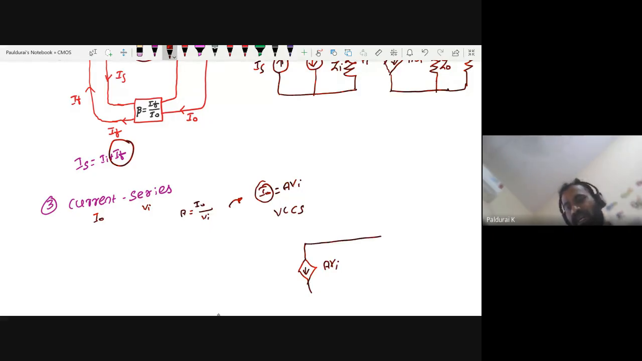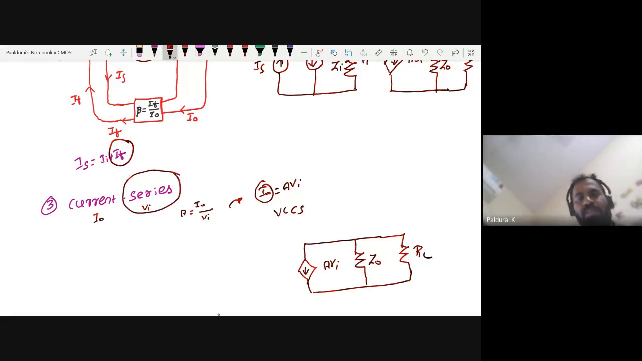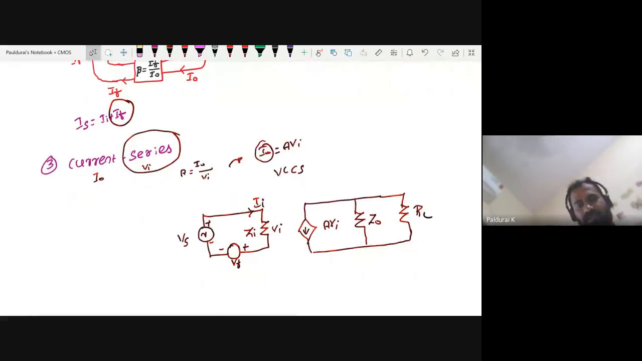But since it is a current source, in parallel there is some output resistance, and finally R. And coming to the input side, series mixing. Series mixing means you want to apply KVL. So Vs equals Vi plus Vf. This is my Vi, the internal resistance of this. Okay, this is my Vf. This is plus, this is minus. So this is my current series.